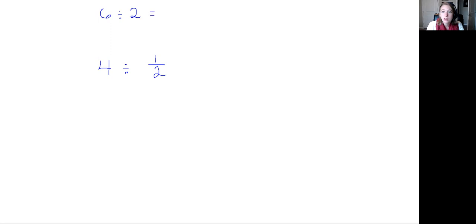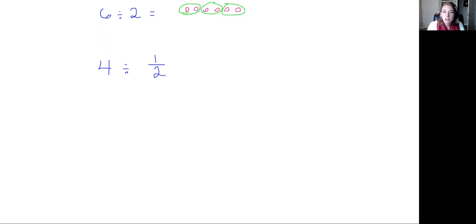So we might look at it and make a model. So we might say 1, 2, 3, 4, 5, 6. That's what I have here. And then how many groups of 2? I would circle 1 group of 2, 2 groups of 2, and 3 groups of 2. So that's one way we think about division.